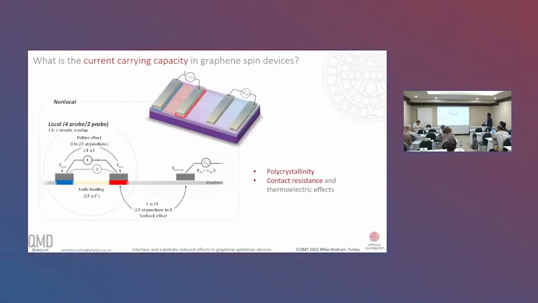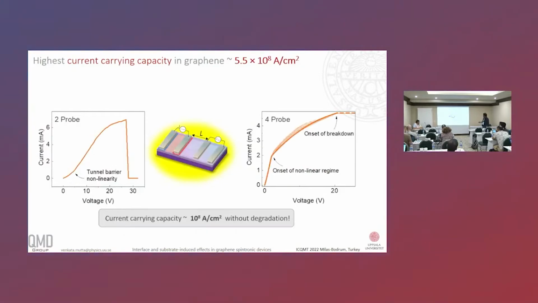In addition, you can also see that there are thermoelectric effects where heating and cooling take place in different places. So polycrystallinity, contact resistance and thermoelectric effects are some of the challenges. So we tried to investigate different devices, and what we found is that you can see this is an IV characteristic curve for a device here.